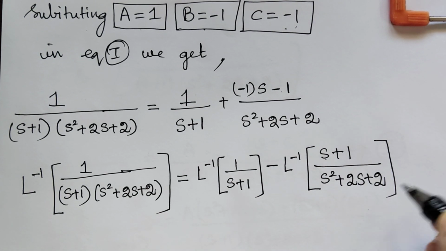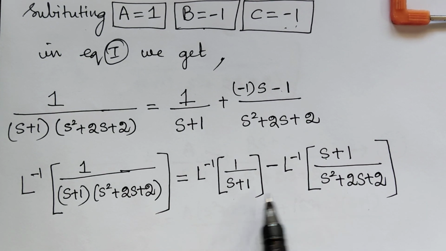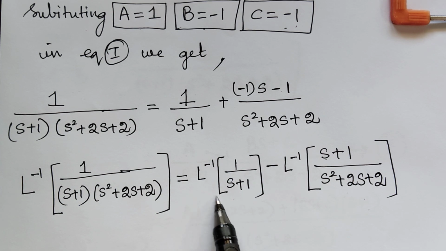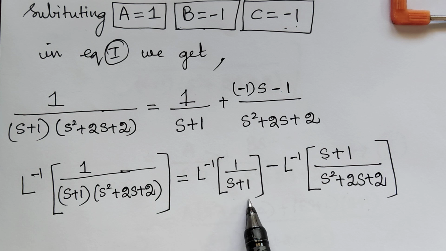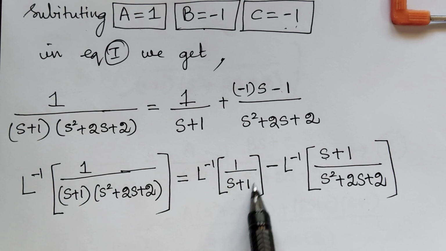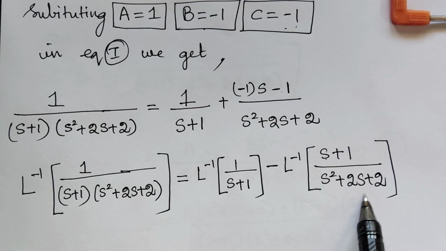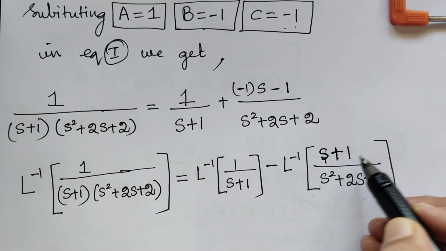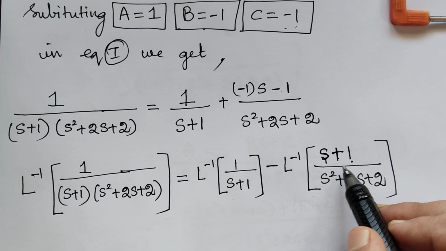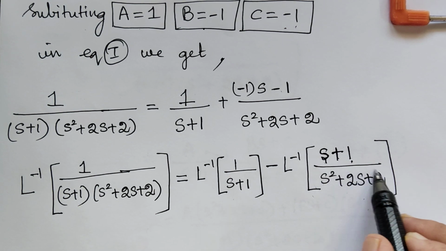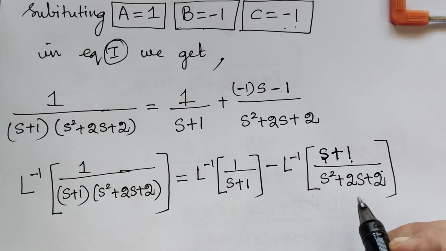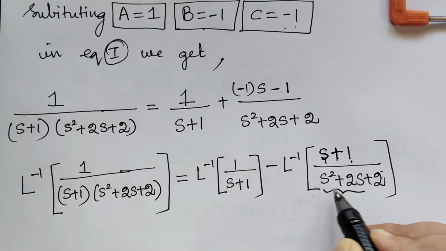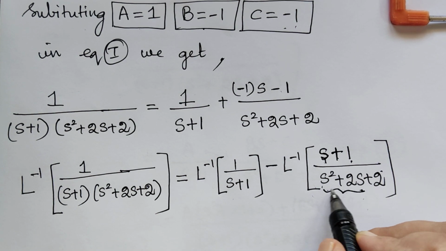Now we have to find the inverse Laplace transform of these two terms. This is very easy, as we have the formula: inverse Laplace transform of 1 by s plus a is equal to e to the power minus at. So that we can easily do. But for this, you can see that in the numerator you have s plus 1. So you can use the shifting property, for which you should have a similar type of term in the denominator also. For that, we are going to make the first two terms, that is s square plus 2s, a perfect square.